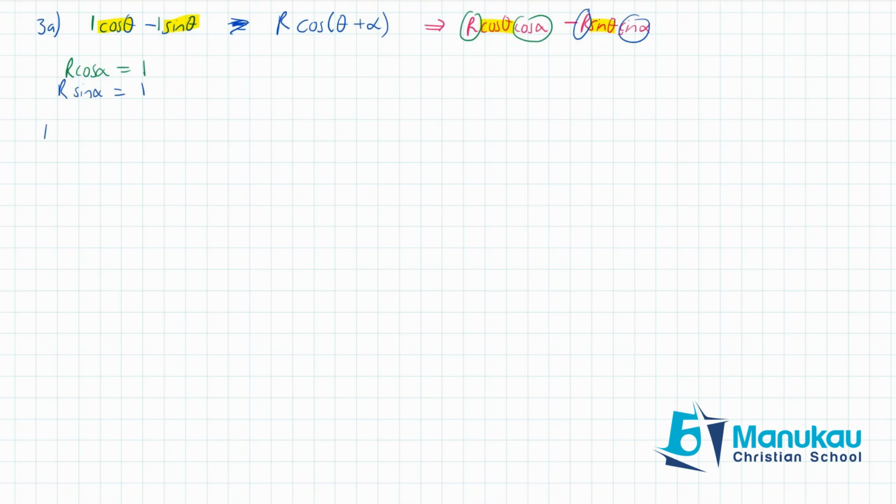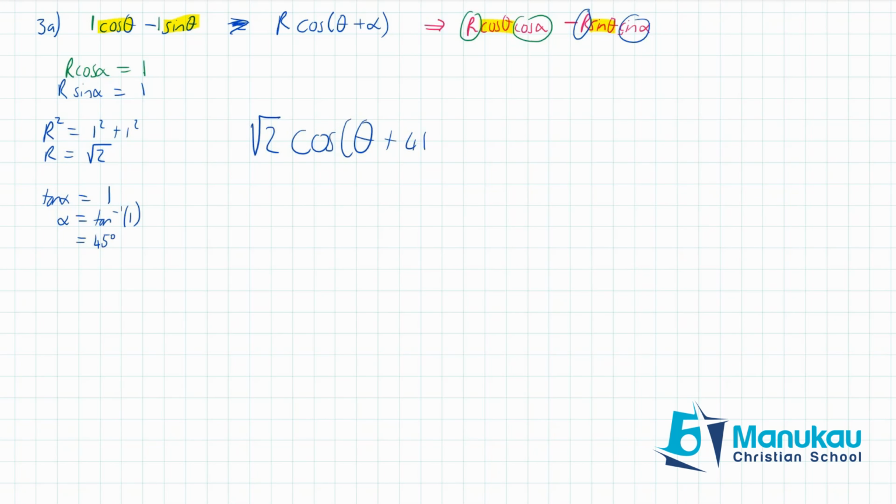Okay, so I can straight away go r squared equals 1 squared plus 1 squared, so r is equal to the square root of 2, and I know that tan alpha is equal to 1 over 1, or 1, so alpha is equal to the inverse tan of 1, which is 45 degrees. So if I'm going to write it in the form that I've been asked, I'm going to go square root 2 cosine theta plus 45 degrees. Alright, so that's another example. Just checking, this is all good.